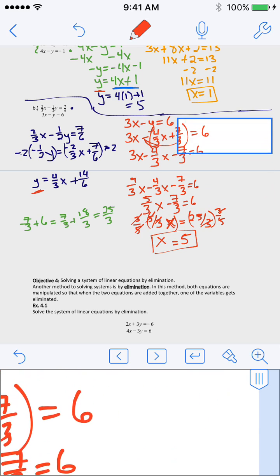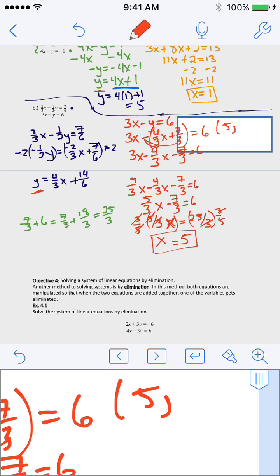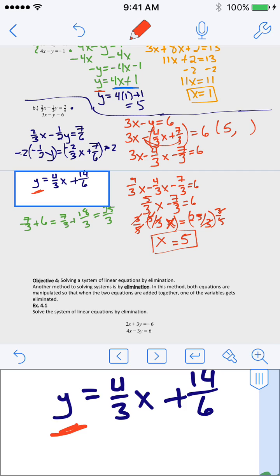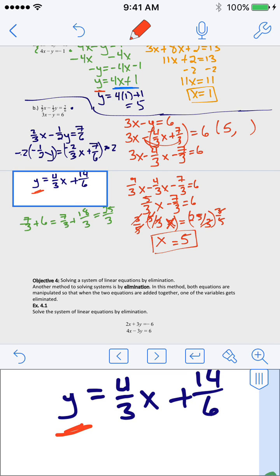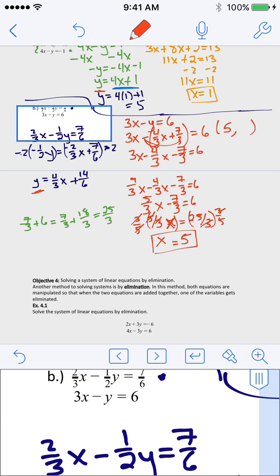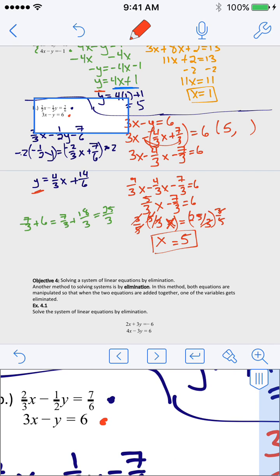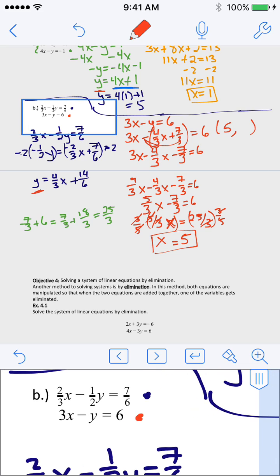We're not quite done with this problem because we only have half, right? We have a 5 for our coordinate pair, but we do not have the y value. So how are we going to find the y value? Well, let's plug it back in. I could use this equation, but I know you're all mad at me for doing fractions, so why don't we do the second equation? Regardless, it should work in either one, right?